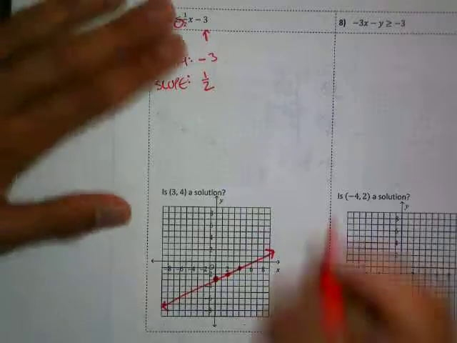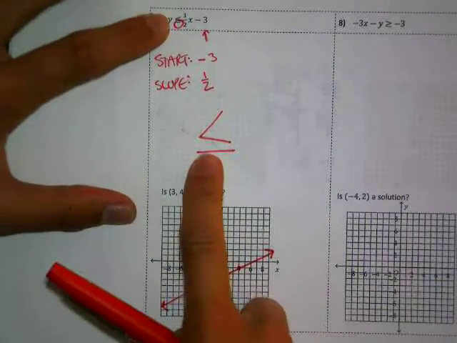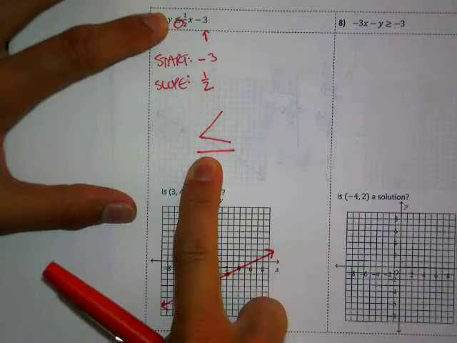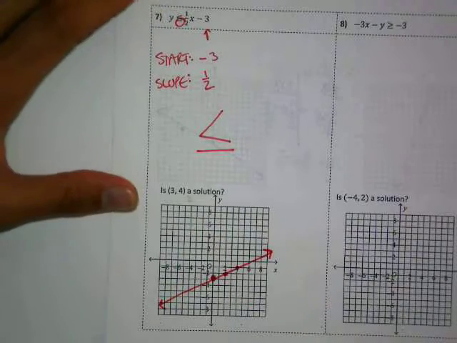All right, so now I need to know if I want to shade above or below. So this is the sign that I have, right? Is that a less than or greater than sign? Less than sign. So am I going to shade above or below? Below.